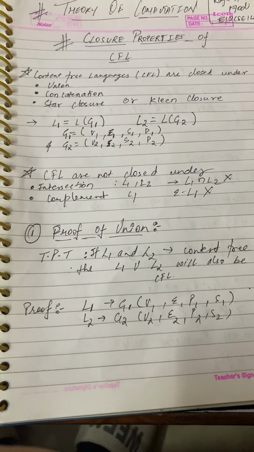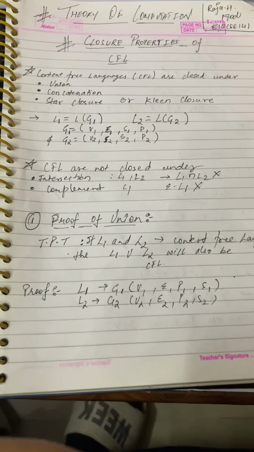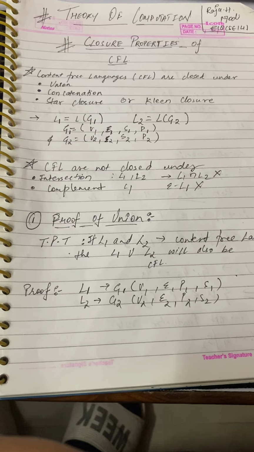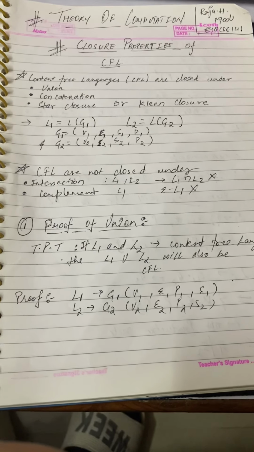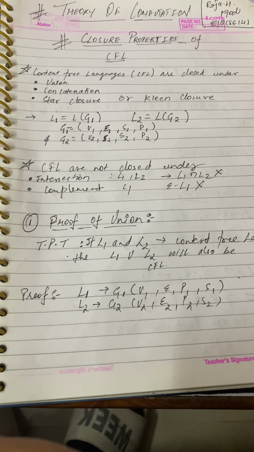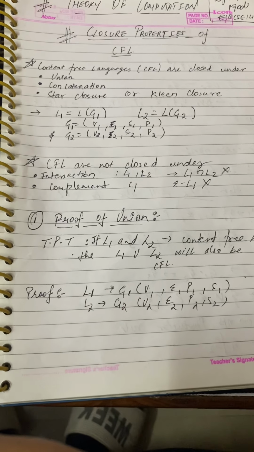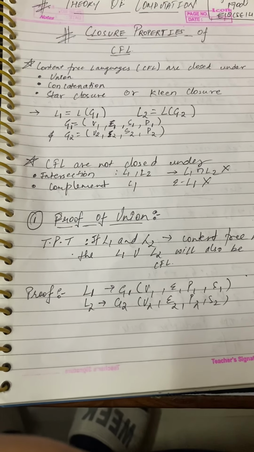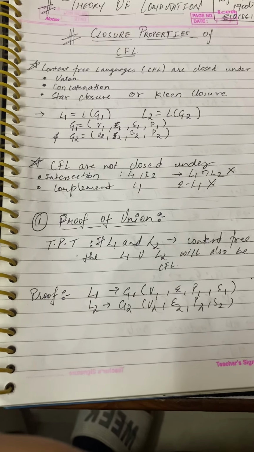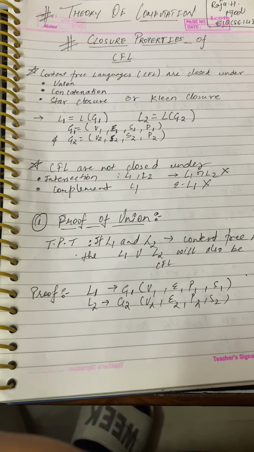Union: if L1 and L2 are context-free languages, then L1 union L2 will also be a context-free language. With concatenation, if L1 and L2 are again context-free, then L1 dot L2 will also be a context-free language. And for star closure, if L1 is in CFL, then L1 star will also be a CFL. So this was a basic outlook. In further videos, we will prove these properties with some examples.